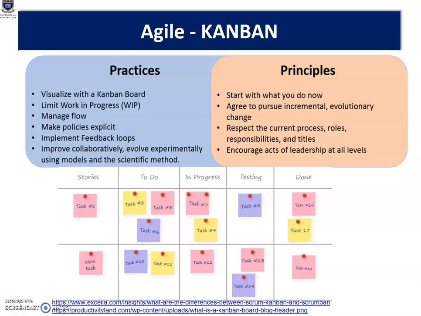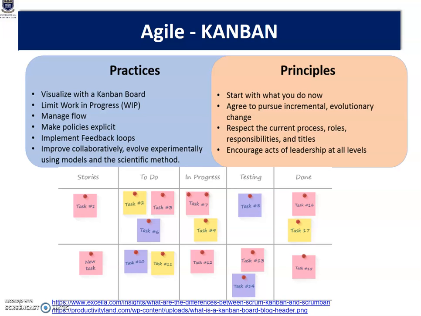Good day. Today we're looking at the Agile Kanban. So what is the Kanban? Kanban is an Agile methodology that is not necessarily iterative. Kanban is a popular framework used to implement Agile software development. It requires real-time communication of the capacity and full transparency of the work.